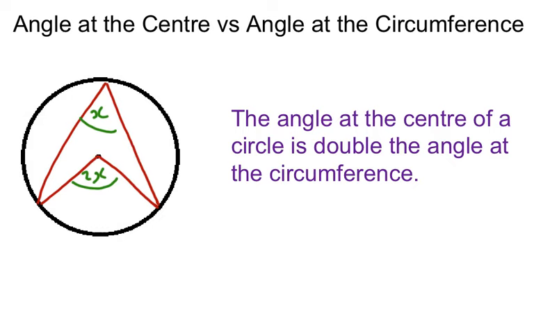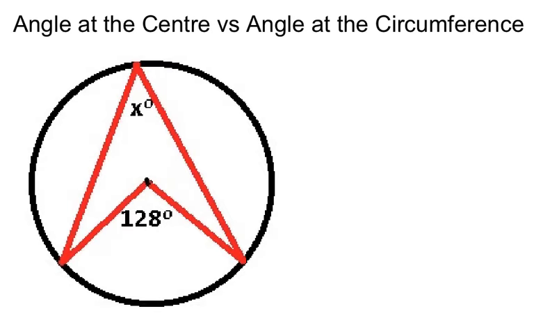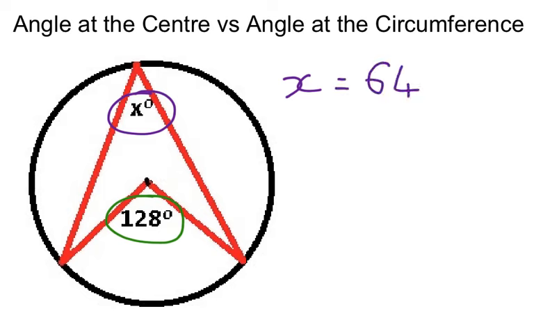So let's have a look at a couple of examples. In this first one, we are given the angle at the centre is 128, and we need to find out the angle at the circumference. So the angle at the circumference, x, is a half of 128, which is 64 degrees. A half of 128, because this is at the circumference.